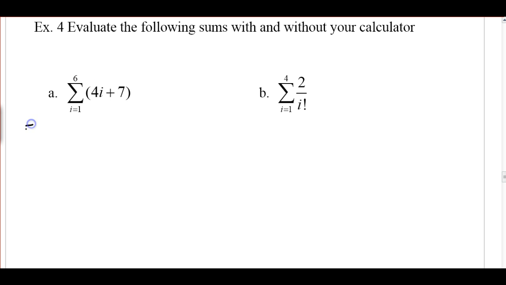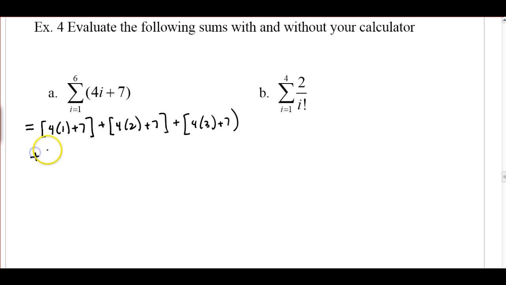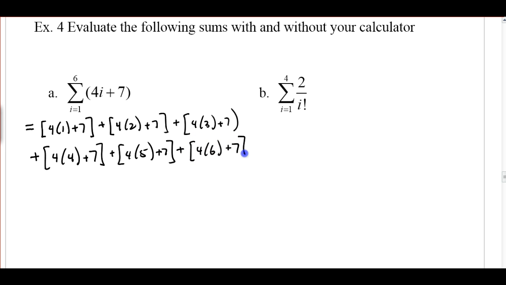So the sum as i goes from 1 to 6 of 4i plus 7 is going to be 4 times 1 plus 7. That's going to be the first term in the sequence, plus 4 times 2 plus 7, plus 4 times 3 plus 7, plus 4 times 4 plus 7, plus 4 times 5 plus 7. And then our last value of i is 4 times 6 plus 7.